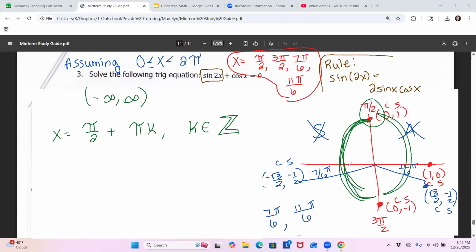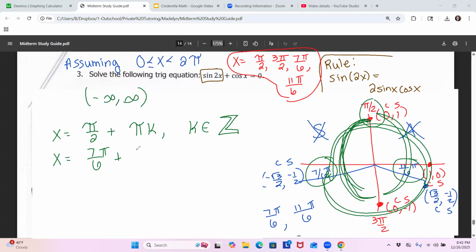Okay, and then the other two, the 7 pi over 6 and the 11 pi over 6, they're not half a circle away, so we couldn't do that trick. I think you would just have to say 7 pi over 6, and then you could do a whole circle. That would also be an answer, and another one. So you would do 2 pi k, where k is an integer, and then you would do the same for the 11. So the two we were able to combine because they were a half circle away, but the other ones weren't.